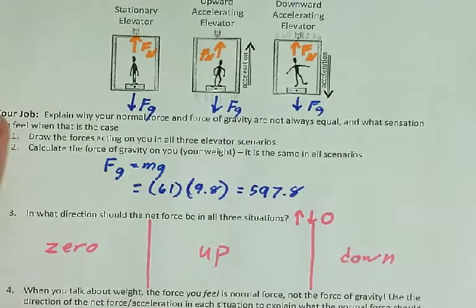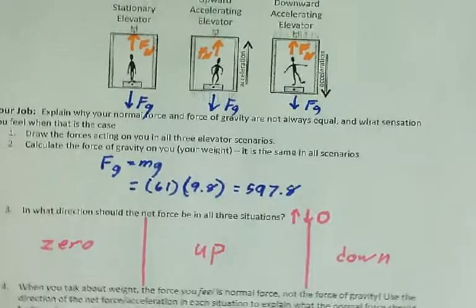The net force is the same as the acceleration, directionally. Okay? So if the acceleration is 0, the net force is 0. If the acceleration is up, net force is up. Acceleration down, net force is down. Good. All right.